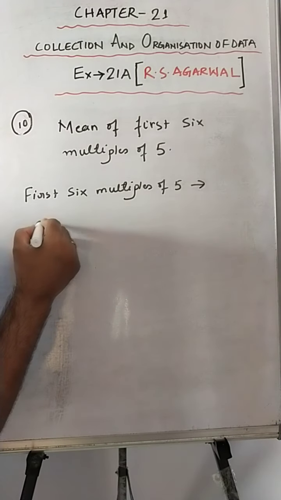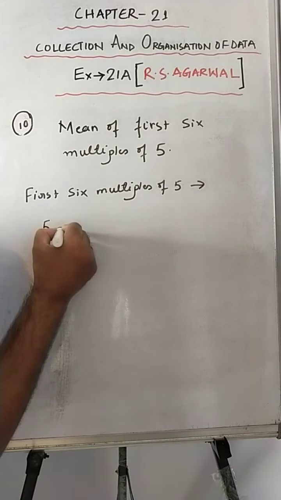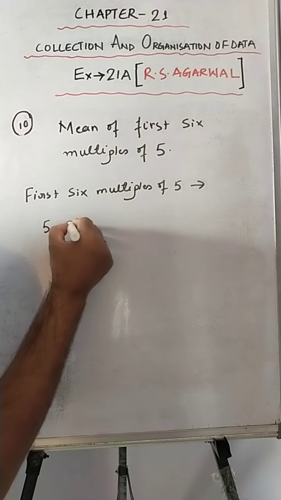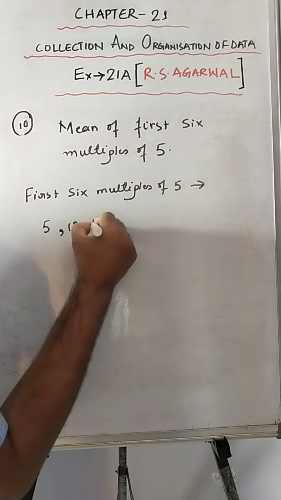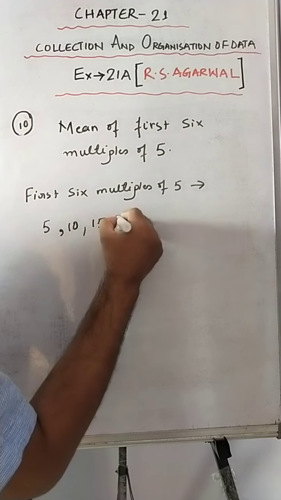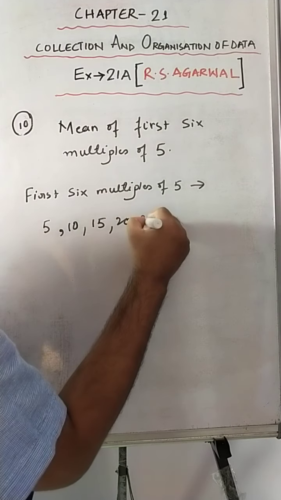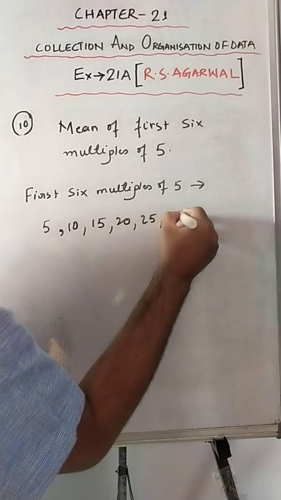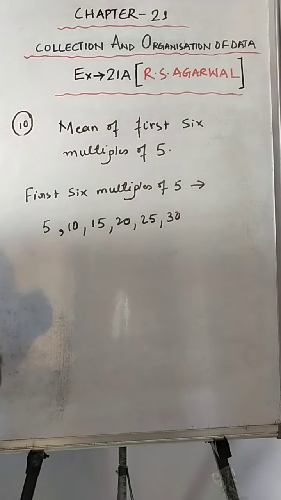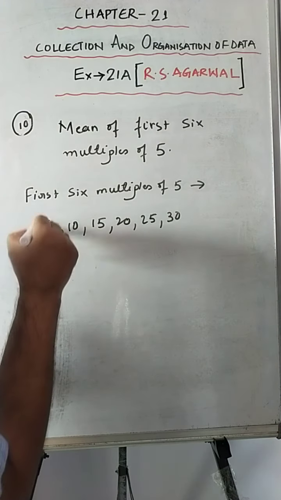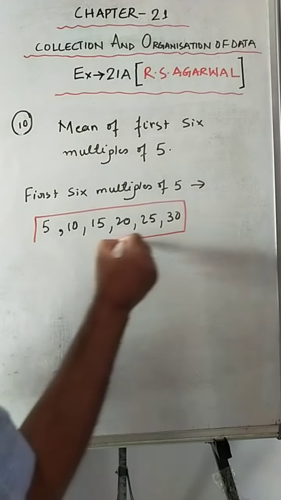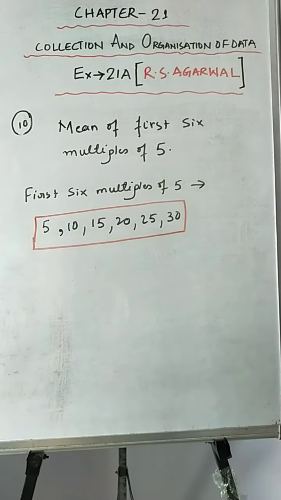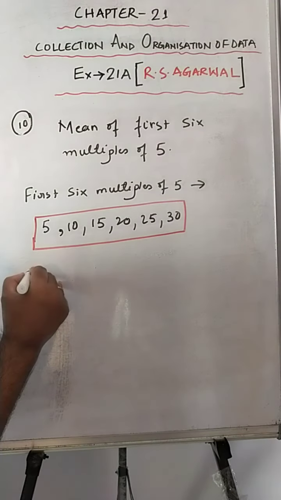What is the first multiple of 5? 5 ones are 5. 5 twos are 10. 5 threes are 15. 5 fours are 20. 5 fives are 25. 5 sixes are 30. So these are the first 6 multiples of 5. This is very important information that you should give. Now after that you have to write the mean.